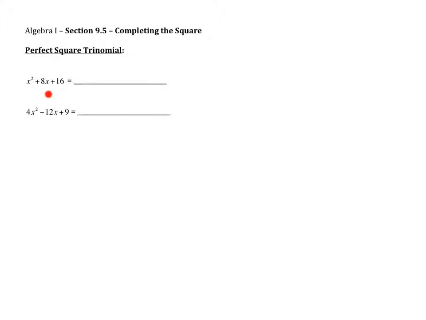If I have x squared plus 8x plus 16, I need to think about what 2 numbers multiply to give me 16 that add up to give me 8. So that would be x plus 4 and x plus 4, which I can simplify into x plus 4 squared. So I had a trinomial that got broken down into a perfect square. Same thing goes for this.